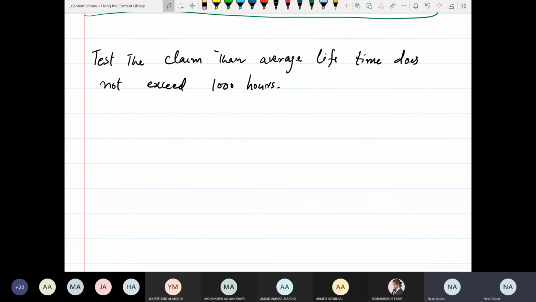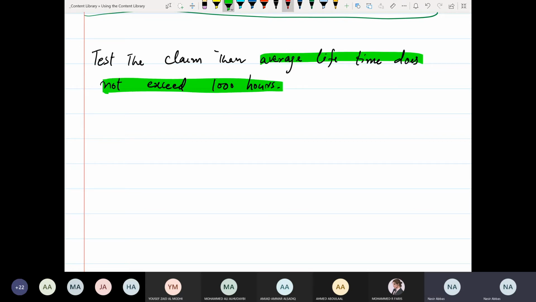Same procedure. Let us follow the procedure instead of directly writing H0, H1. What is the statement in terms of notation? Mu does not exceed 1000. How can you write this in terms of notation? It is mu less than or equal to 1000. Write down the opposite: mu bigger than 1000.